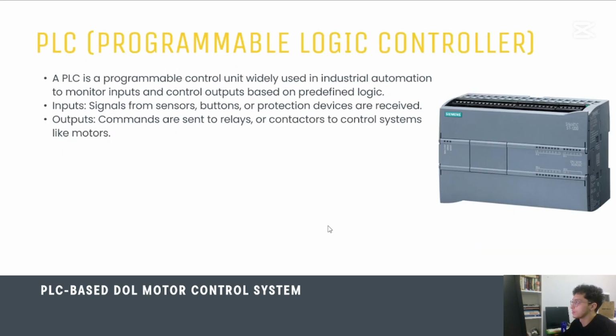PLC, Programmable Logic Controller. A PLC is a Programmable Logic Control Unit, widely used in industrial automation to monitor inputs and control outputs based on predefined logic. Input signals from sensors, buttons, or protection devices are received. Output commands are sent to relays or contactors to control systems like motors.